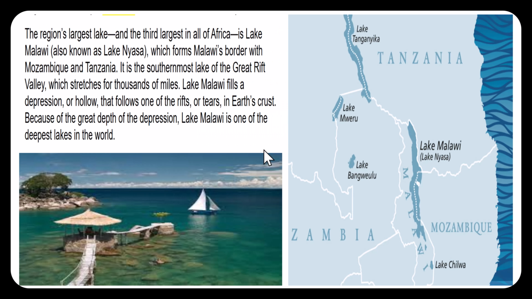The region's largest lake, and the third largest in all of Africa, is Lake Malawi, also known as Lake Nyasa, which forms Malawi's border with Mozambique and Tanzania. It is the southernmost lake of the Great Rift Valley, which stretches for thousands of miles. Lake Malawi fills a depression or hollow that follows one of the rifts or tears in Earth's crust. Because of the great depth of the depression, Lake Malawi is one of the deepest lakes in the world.